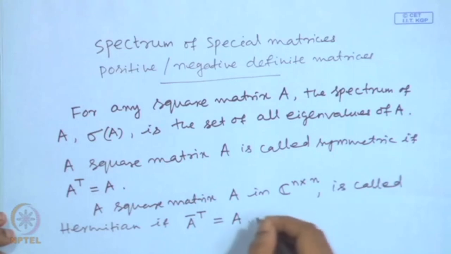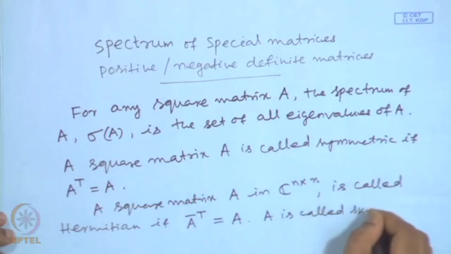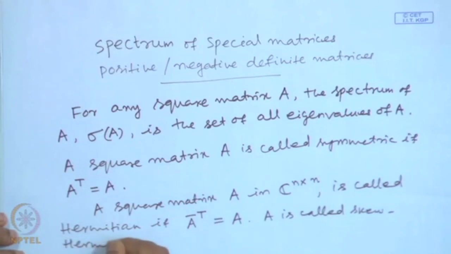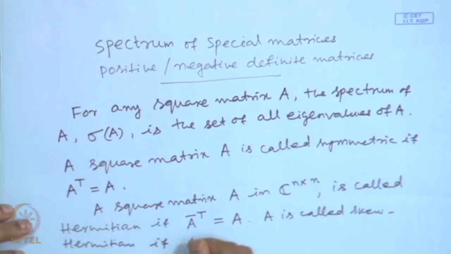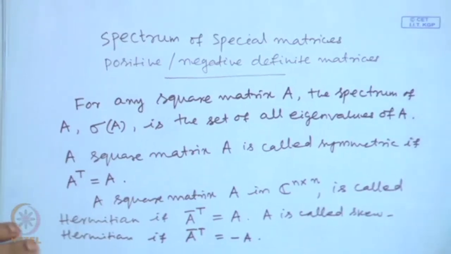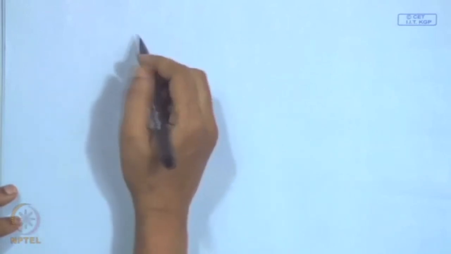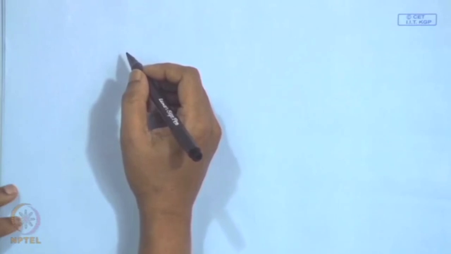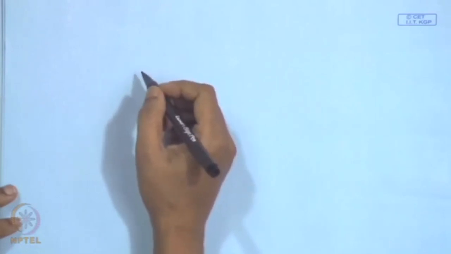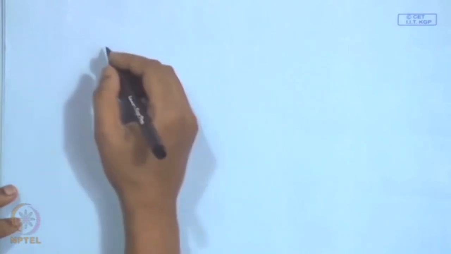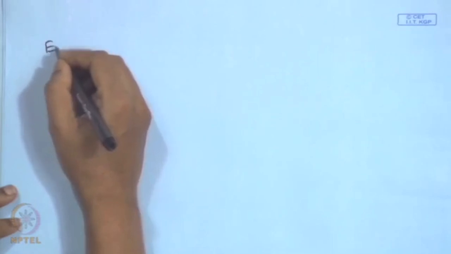Further, A is called skew Hermitian if A conjugate transpose is equal to minus A. We will also discuss other kinds of matrices, but before that let us see one example. A real matrix is Hermitian if and only if it is symmetric, but this is not true for complex matrices.